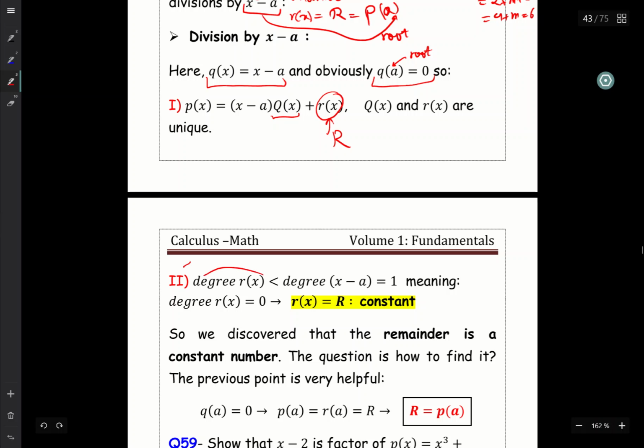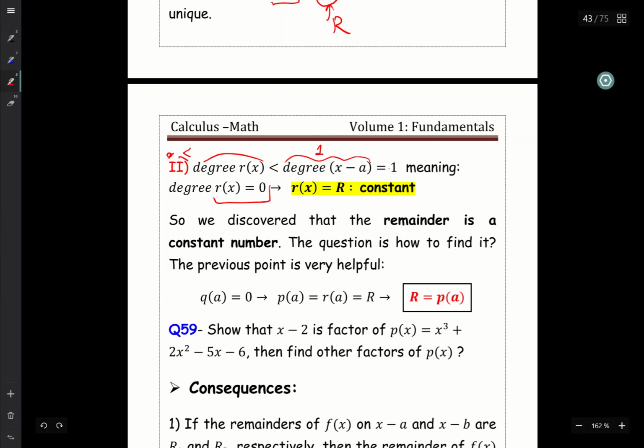The degree of any polynomial should be 0 or a positive integer. And the degree of x minus a is 1. So the only possibility for the degree of r of x is 0. So r of x is a real constant number. I mean, in general it could be a complex number, but right now we're assuming that it's a real number. Okay?